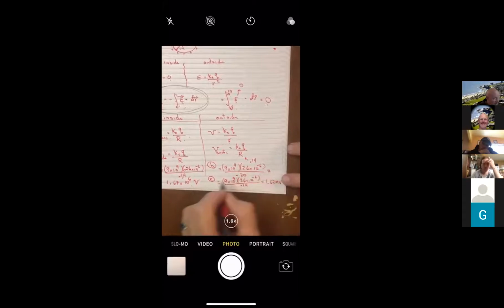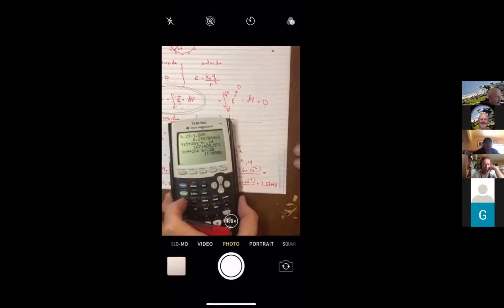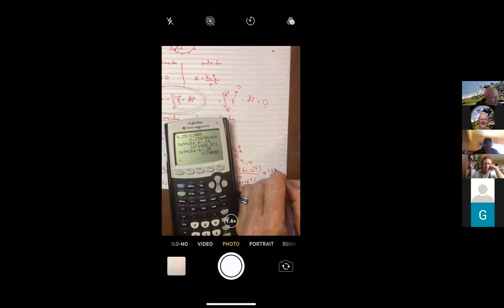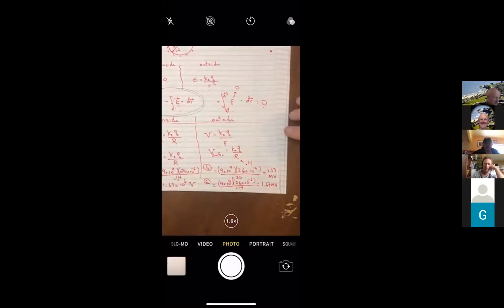This one is different. This is a 20, so I'd have to come back to my calculator here, and I'll just go to re-enter and then just change this to a 20. So I still got the 9 times 10 to the 9th. I still got the 26 times 10 to the minus 6, and then I divide by the 20. And if I go 1, 2, 3, 1, 2, 3, it looks like I get a 1.17 million volts. And I suppose I should flip over and just see what they got. Yeah, 1.17.